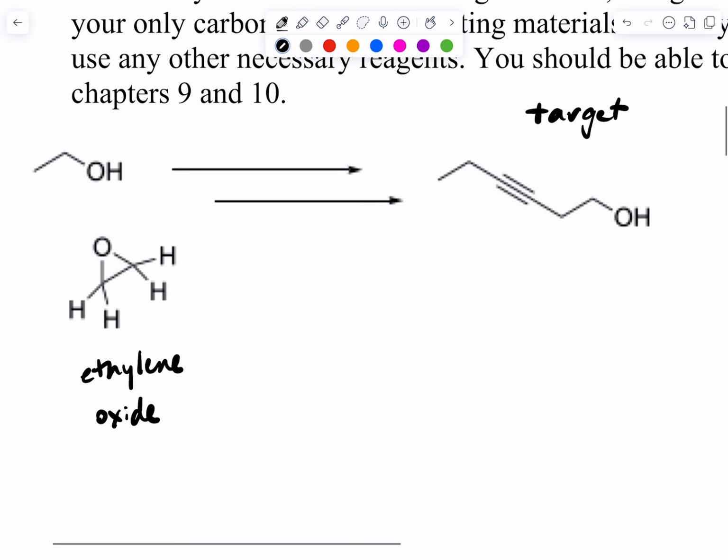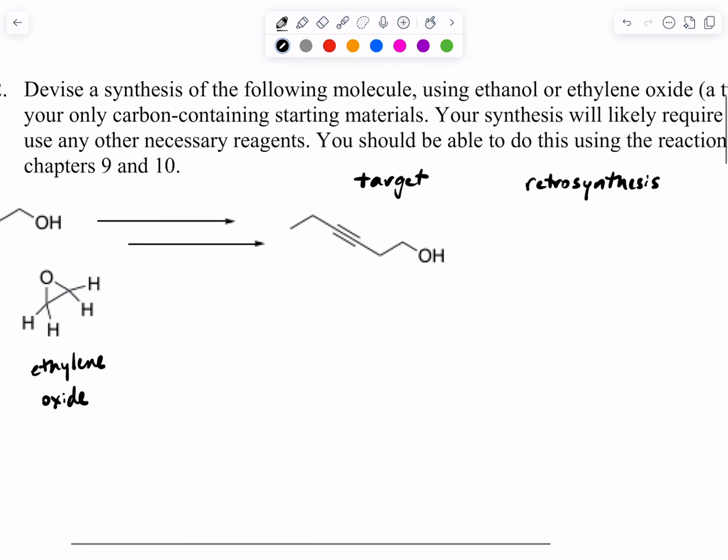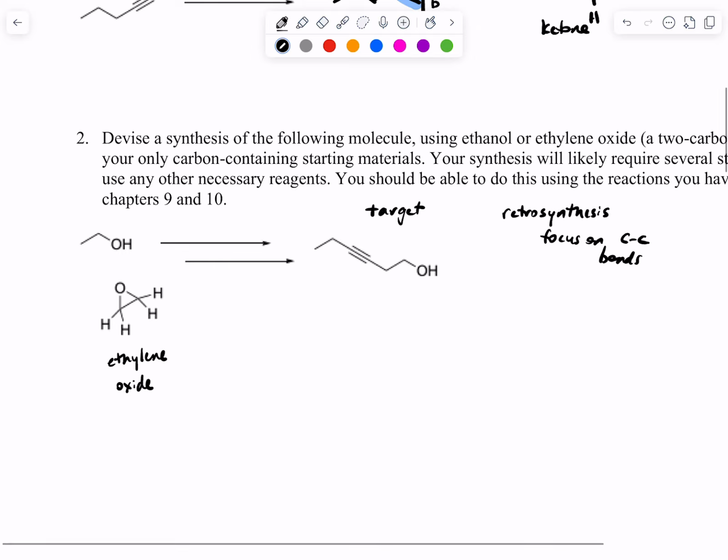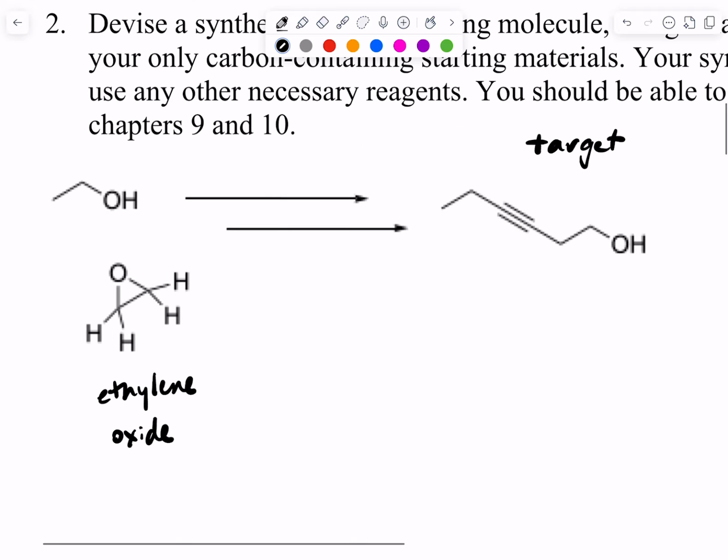So, two things to start with. First, focus on carbon-carbon bonds. Because that's where you build complexity in the molecule. And that can give you a sense of what you have to do. For example, as I look at these two starting materials, I see that they each only have 2 carbons. They come in 2 carbon chunks.